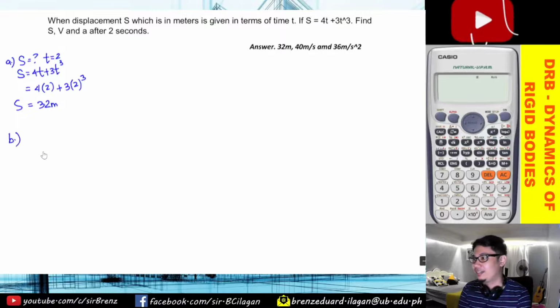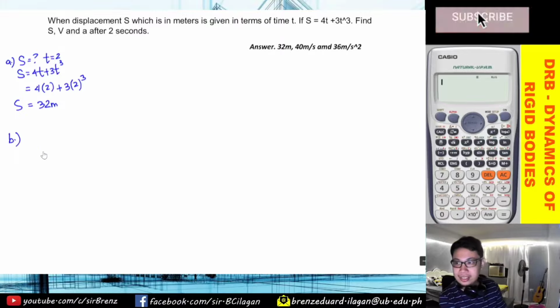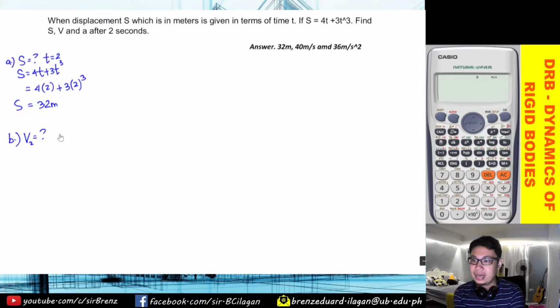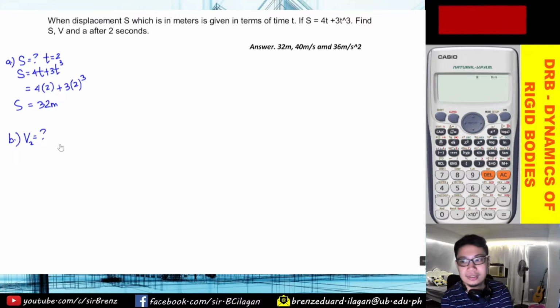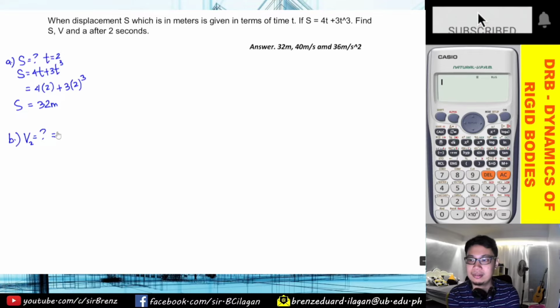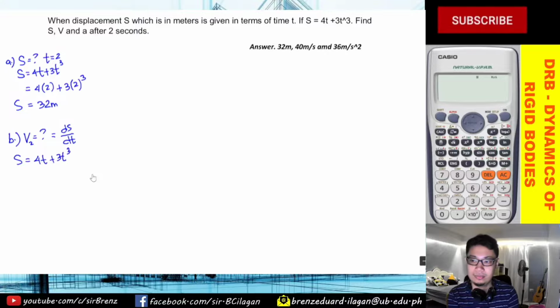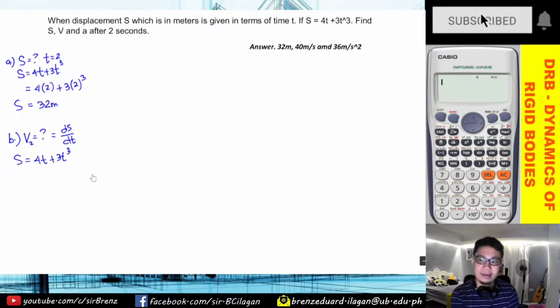Next, for letter B. For letter B, you are required to solve for the velocity. That is the unknown. Again, the time required is 2 seconds. But alam natin na yung velocity mo equals ds all over dt. So ano yung gagawin natin dito sa equation na to? S is equals to 40 plus 3t cubed. Tama?